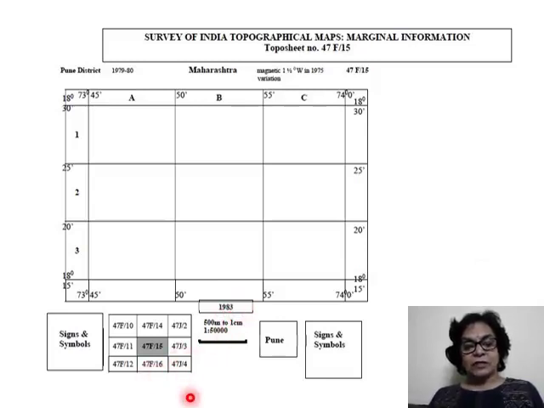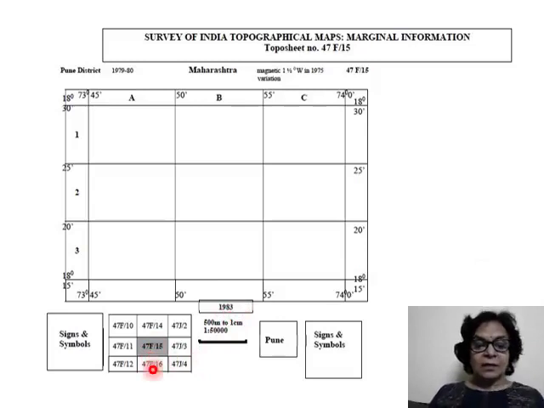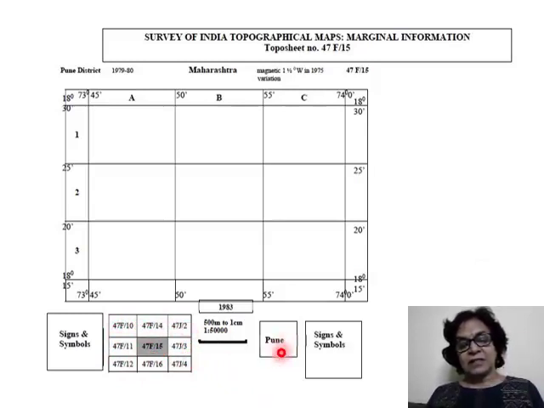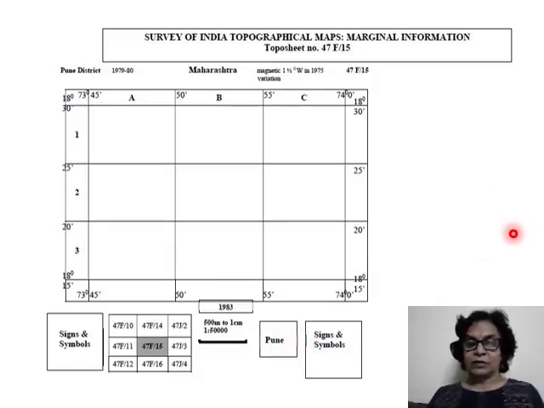Now index to sheets can be understood clearly here. The number of this topo sheet which we have in front of us, 47F by 15, is here, and the numbers of the surrounding topo sheets are given in this index to sheets. Now in the administrative index, since there are no other boundaries and it covers only one district, there is no boundary given here. Or else you may have many other examples in the Department of Geography in Wadia College, where you can come and have a look at various topo sheets and check out the marginal information to understand it better.